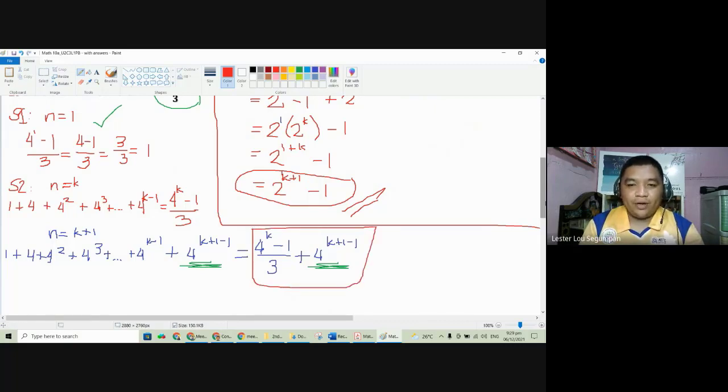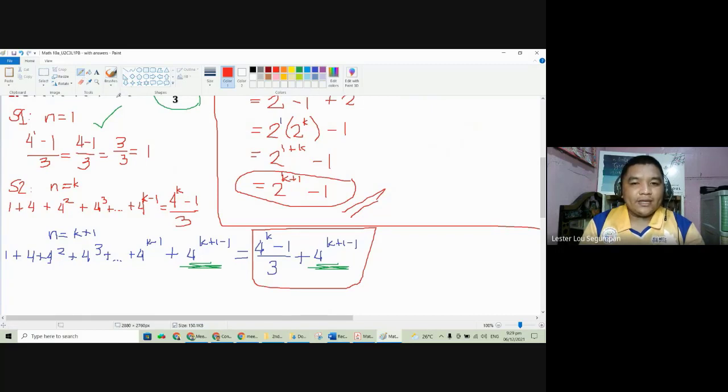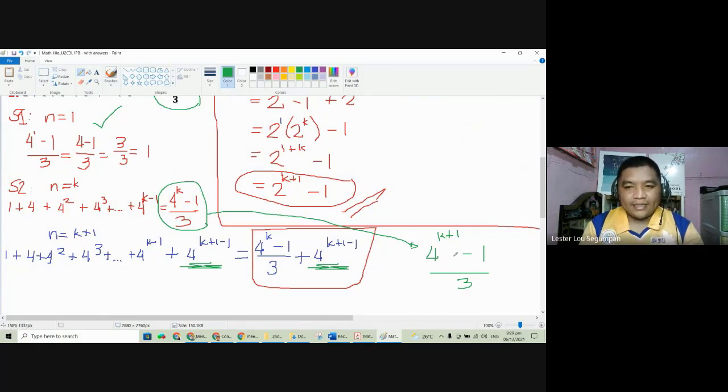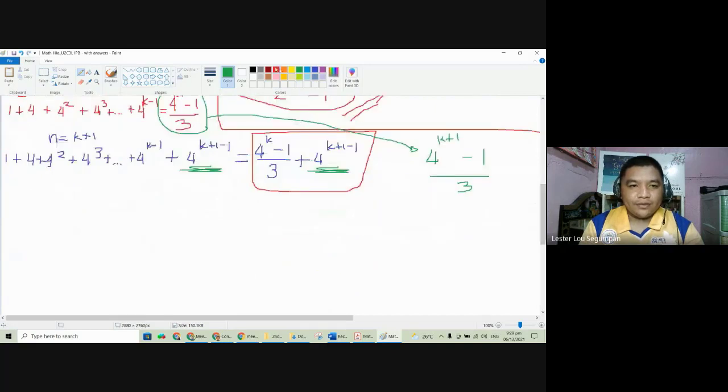And what is that endpoint? Again, the endpoint is when this value is expressed with k as k plus 1. So let me write it here. This would actually be 4 to the power of k plus 1 minus 1 all over 3. This is our goal. We need to show that this expression will become that for our step 3.